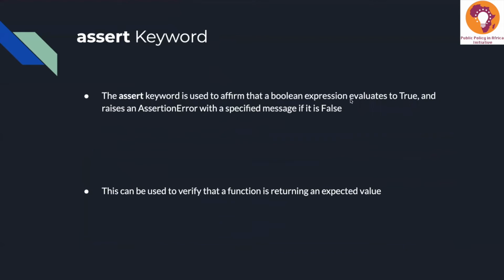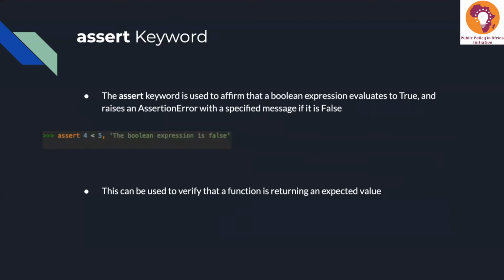All right, so the assert keyword. The assert keyword is really important in unit testing because it's used to affirm that a Boolean expression evaluates to true and raises an assertion error with a specific message if the Boolean expression evaluates to false. So in this particular case, what I've written here is that I'm asserting that 4 is less than 5. So remember, a Boolean expression is any expression that'll evaluate to true or false in the long run. So we often are going to use our comparison operators for a Boolean expression.